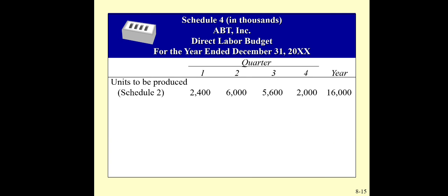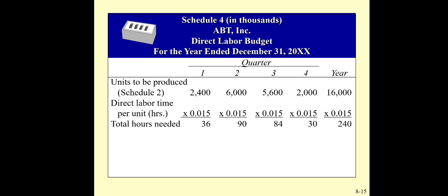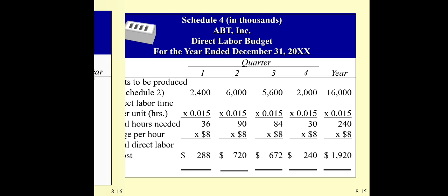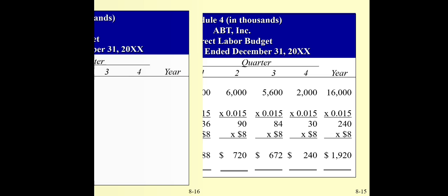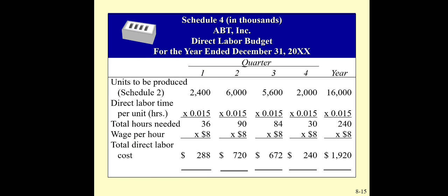Okay, step number 4 in the master budget is to prepare the direct labor budget. Direct labor cost is related to labor hours and labor rate. Labor rate is how many dollars the company pays a worker for 1 hour of working. So let's see the format for the direct labor budget. You have to show the 4 quarters and the total for the year.